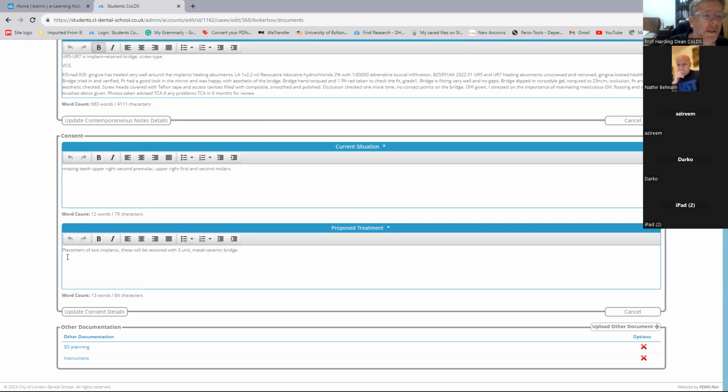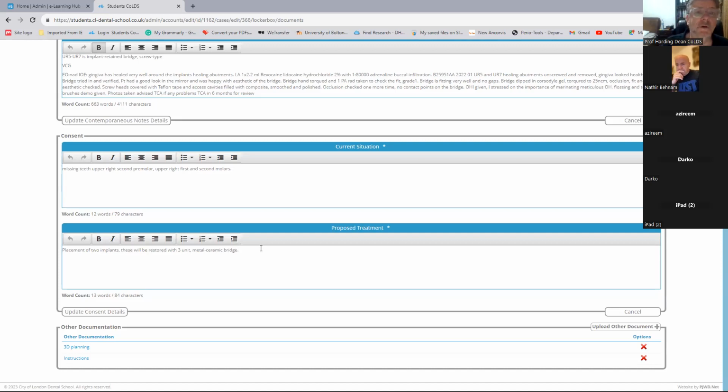Now here we've got the next section, the proposed treatment. Well, that is your treatment plan. So your treatment plan is placement of 2 implants. These will be restored with a 3-unit metal ceramic bridge.